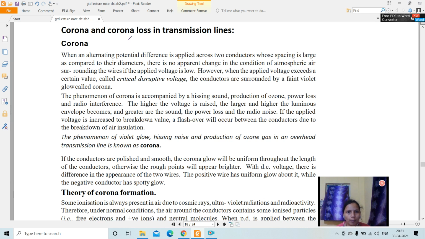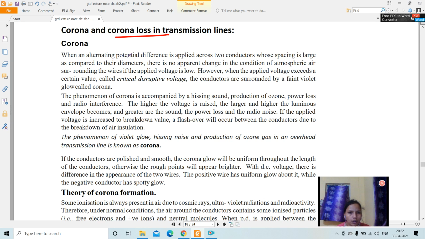So today our topic is the corona and corona loss in transmission lines. What is this corona? How does this corona loss occur in a transmission line? What are the corona effects in a transmission line? What are the advantages and disadvantages of corona loss in transmission lines? Then how to calculate corona loss? Everything we will discuss in this video session.